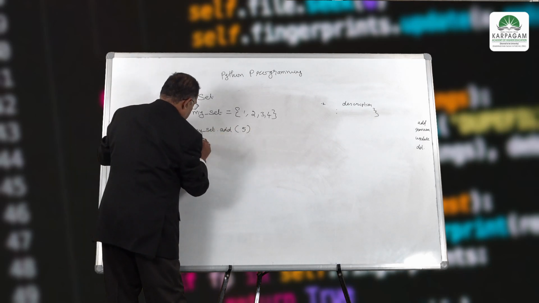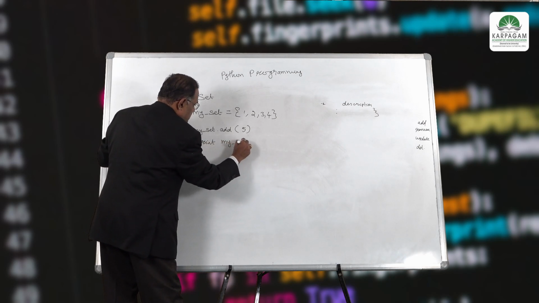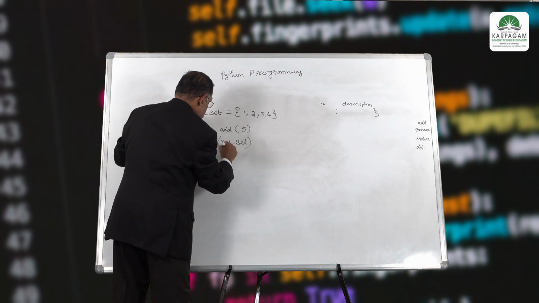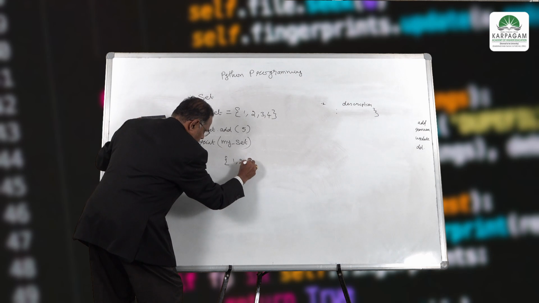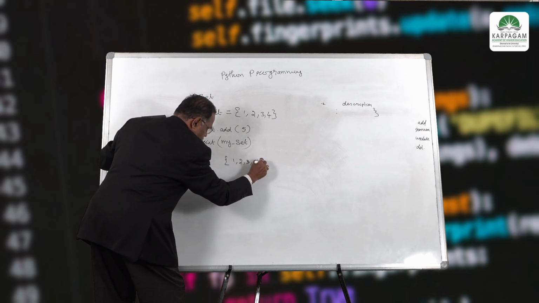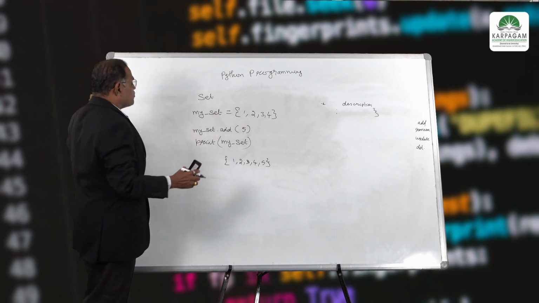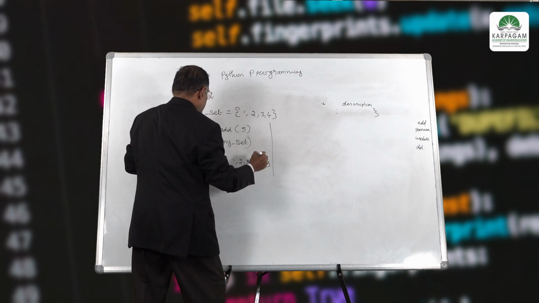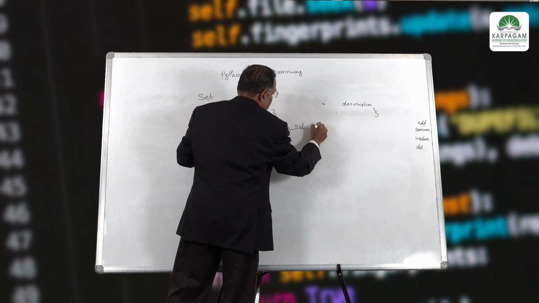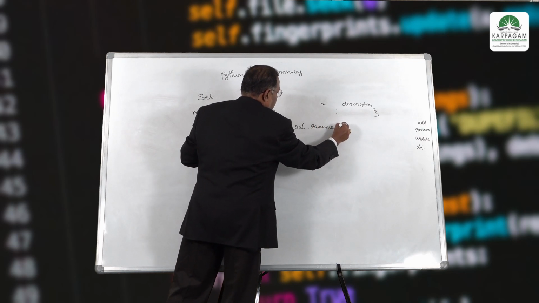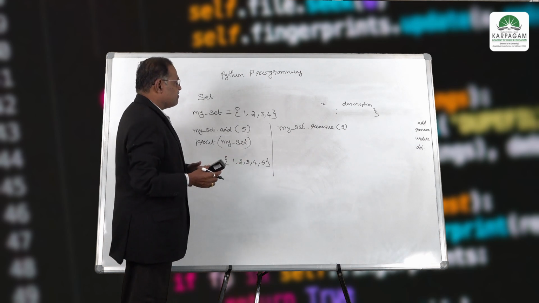Print my_set. Now the output will be 1, 2, 3, 4, 5. So this will be my output. Now I have added it, and now I am going to remove it: my_set.remove(5). So the element 5 will be removed.